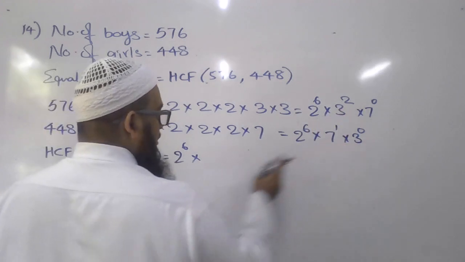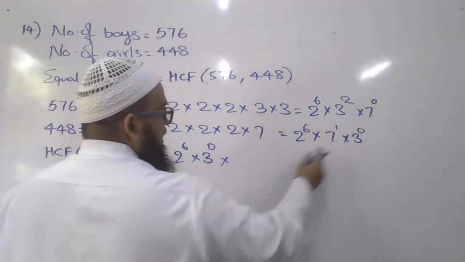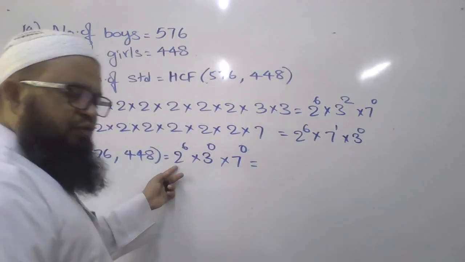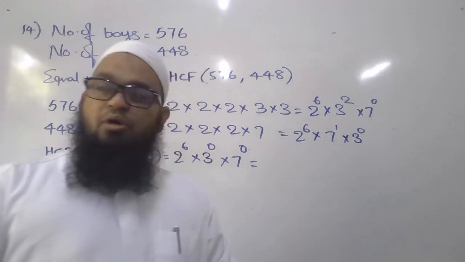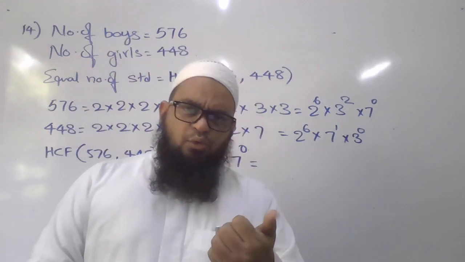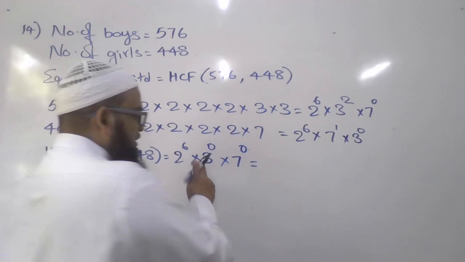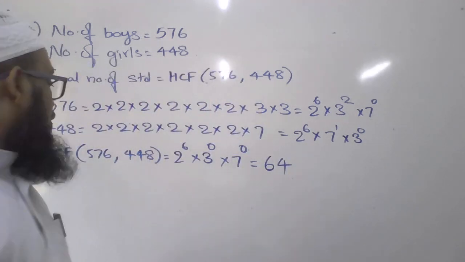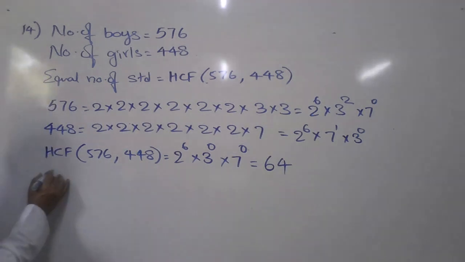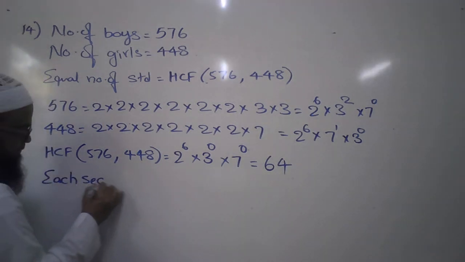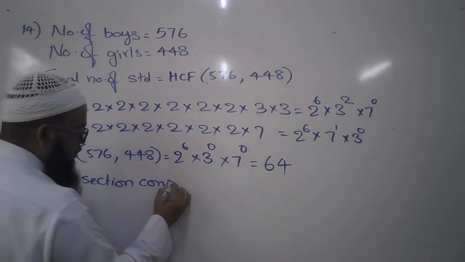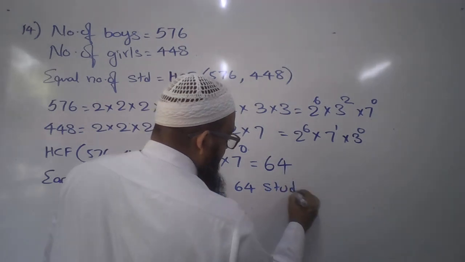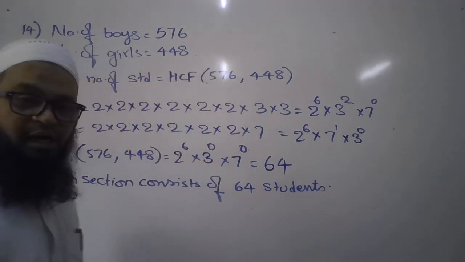Now 3 square and 3 to the power of 0: which is smaller? 3 to the power of 0. 7 to the power of 1 and 7 to the power of 0: 7 to the power of 0. So what is 2 to the power of 6? 2 to the power of 5 is 32, 2 to the power of 6 is 64. So 64 into 1 into 1 is 64. So each section consists of 64 students. You can write that each section consists of 64 students. Now, what did the question actually ask?